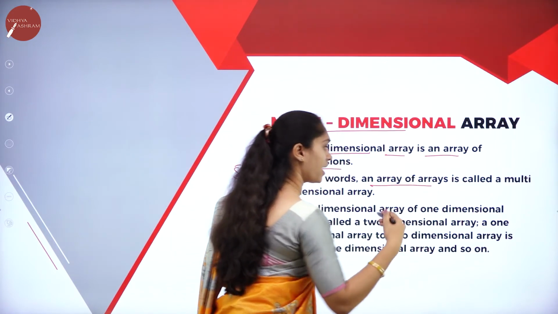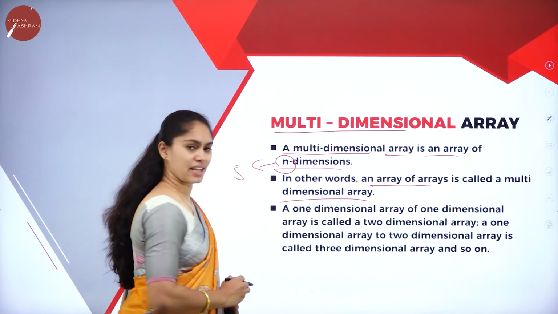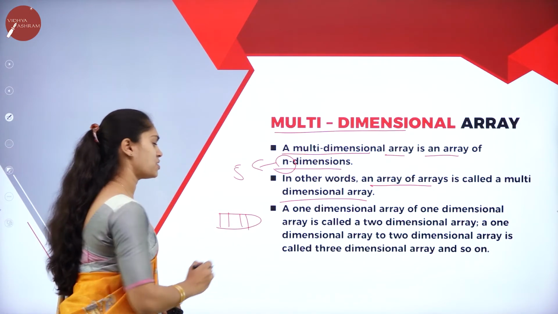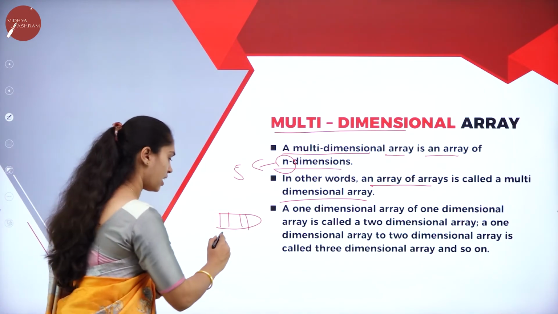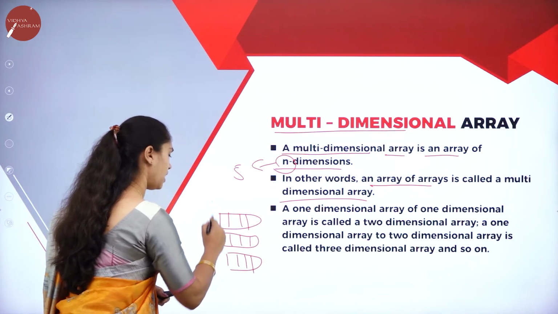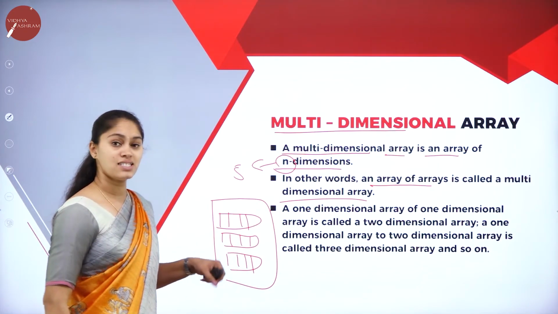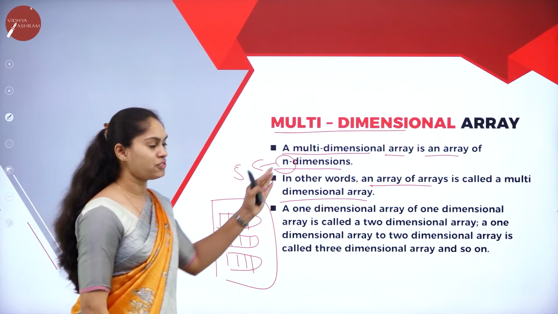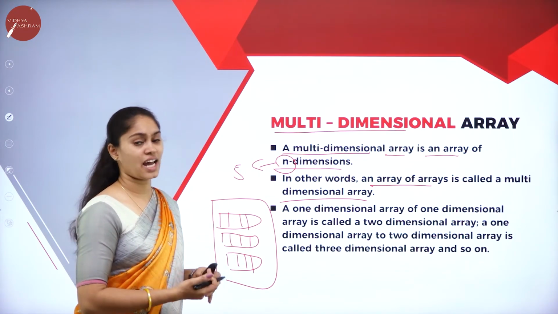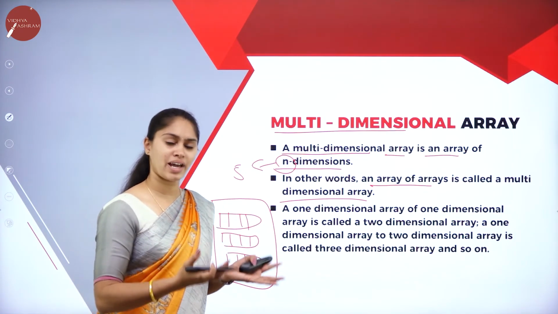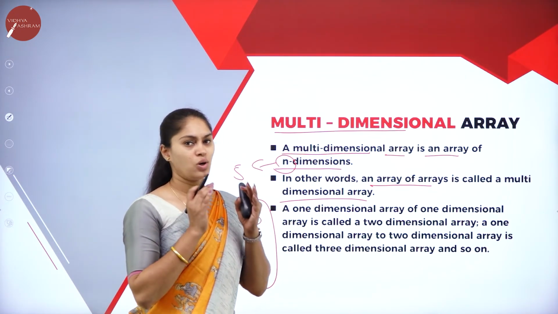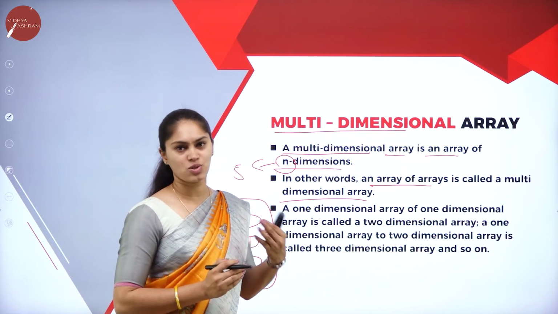So how can I define this multi-dimensional array? An array of arrays is called a multi-dimensional array. If I consider an array, it is a collection of some elements. An array of arrays is a collection of arrays, which is then considered as a single array. That is also termed a multi-dimensional array: more than 2 dimensions for a particular set of items of the same data type under a single name.